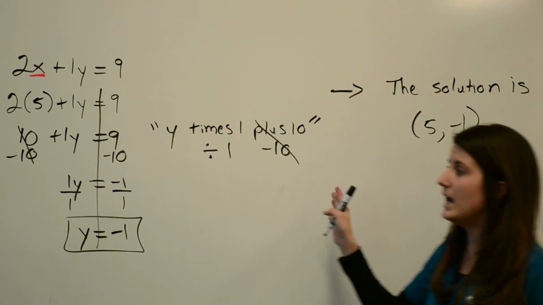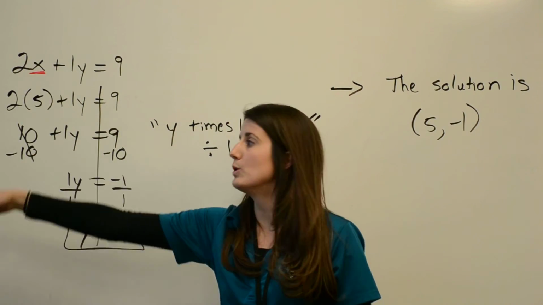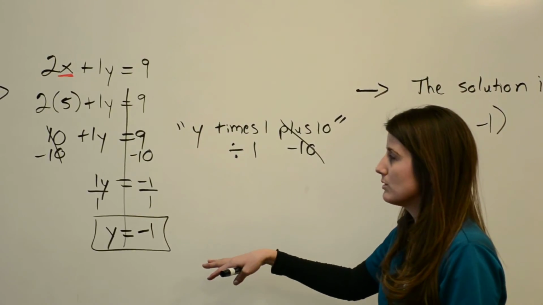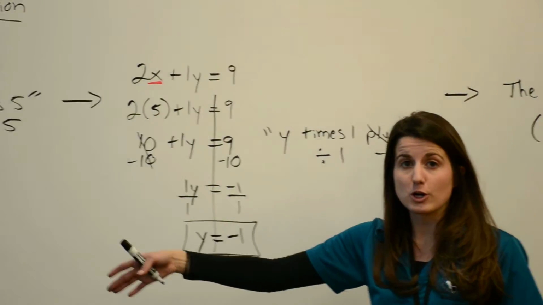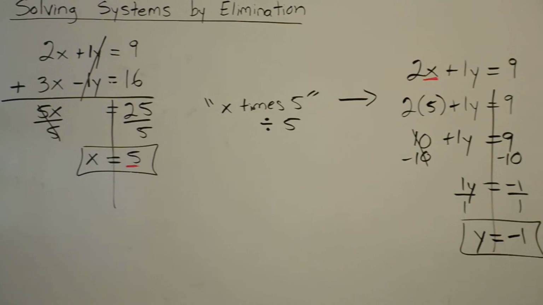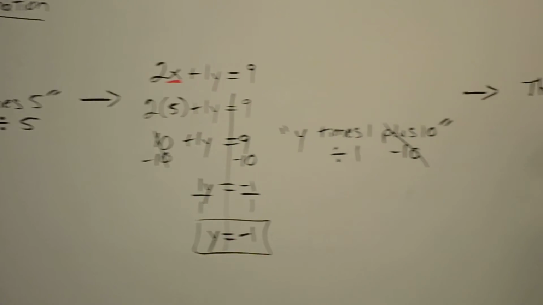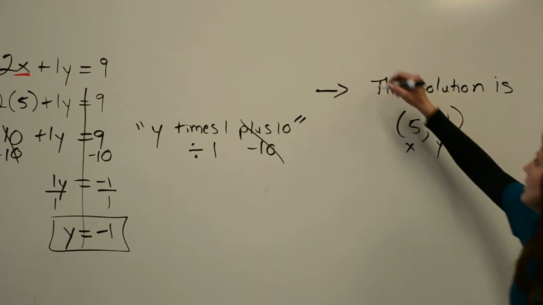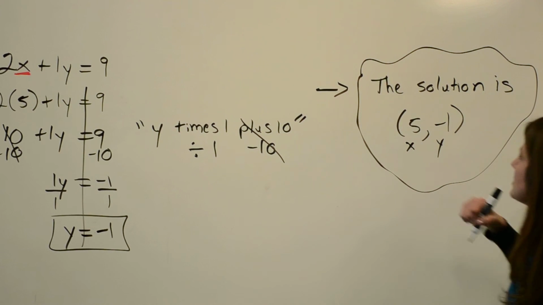And remember, it's not in the order that you solve it. So you may not always solve for x first. So remember, if you solve for y first and then x, it always stays x, comma, y in your final solution. And so that's your final answer.